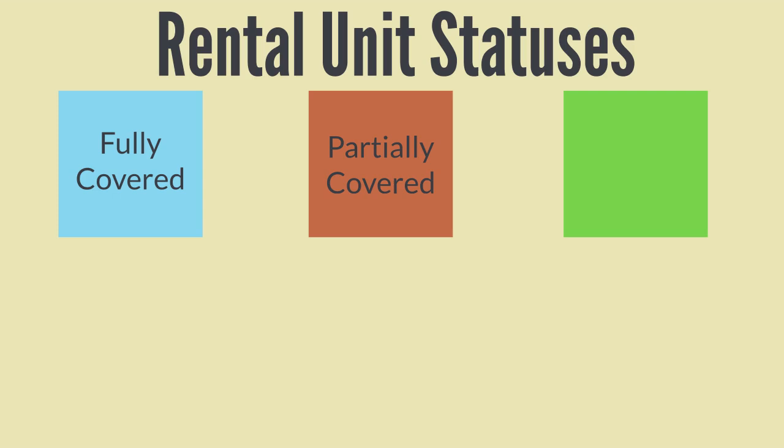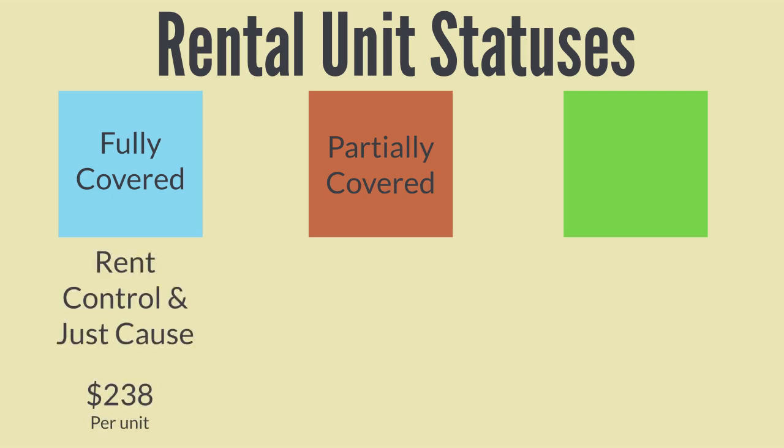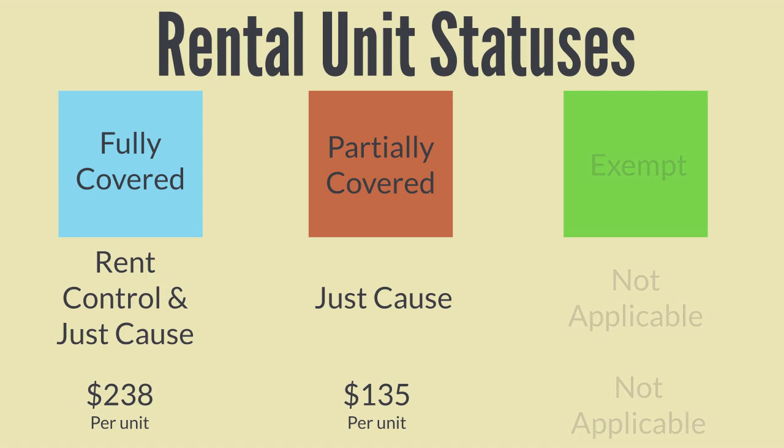Units are either fully covered or partially covered. Fully covered means that both the rent control and the just cause regulations of the Rent Ordinance apply to the unit. Partially covered means that only the just cause regulations apply. Each status has a different level of annual fee attached. If neither portion of the rent ordinance applies, then the unit is exempt, and no fees should be charged.